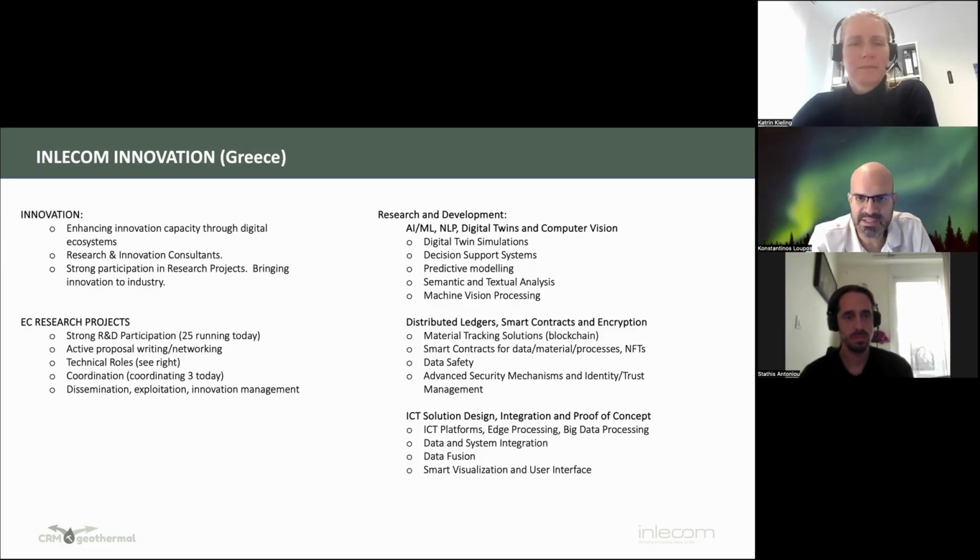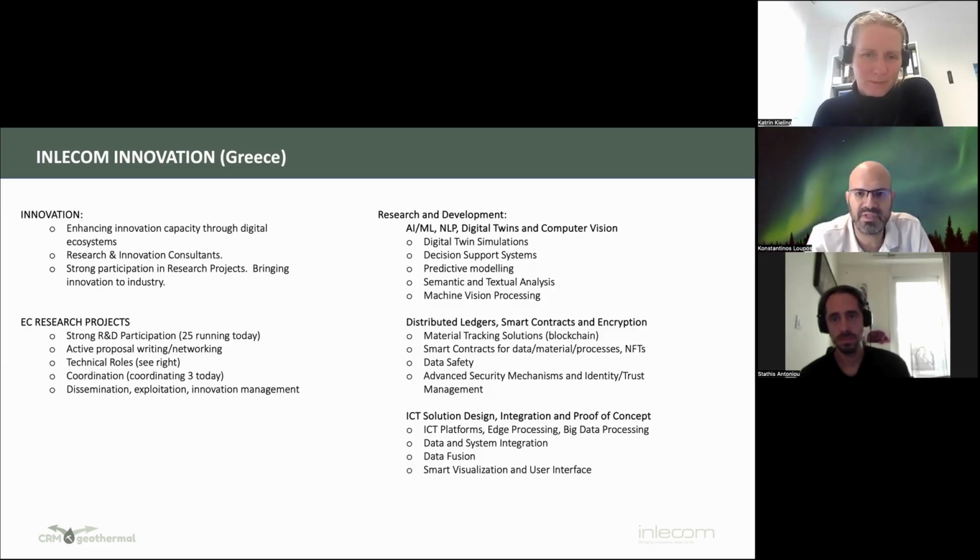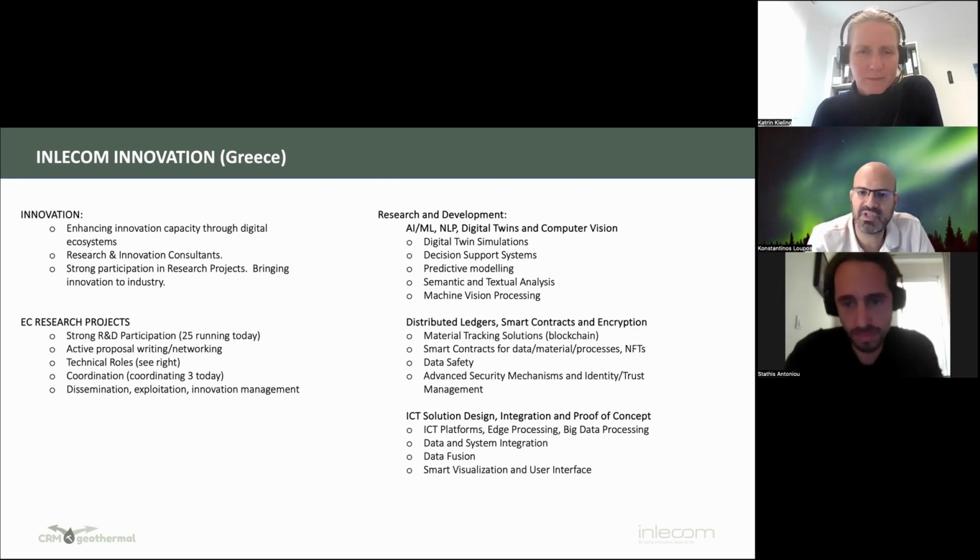On the right, you can see some of our technical competencies, starting from AI, machine learning, NLP, digital twins, computer vision, everything that has to do with predictive modeling, decision support, simulations, this part of technologies. We also have another team on distributed ledgers, smart contracts and encryption for digital identities, and of course cybersecurity and identity management. We also undertake responsibilities on ICT platform development, data processing, big data, system integration, data fusion, things like this.